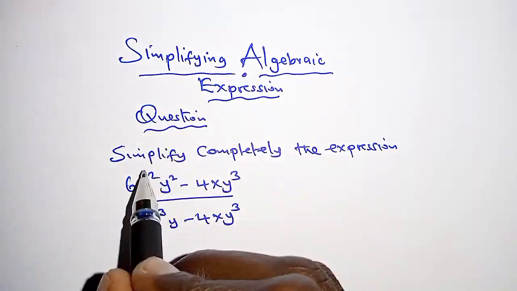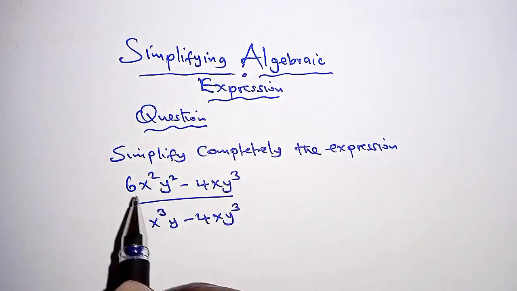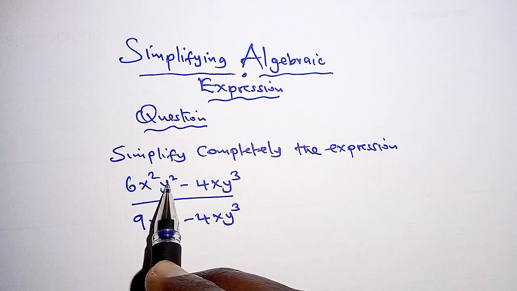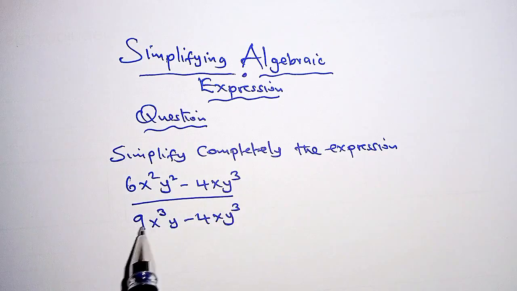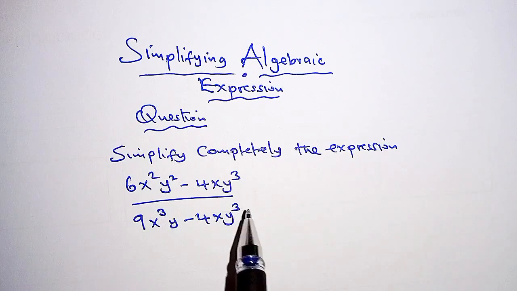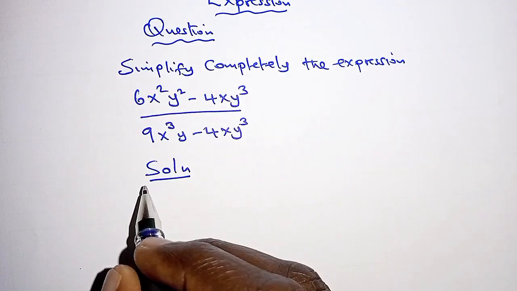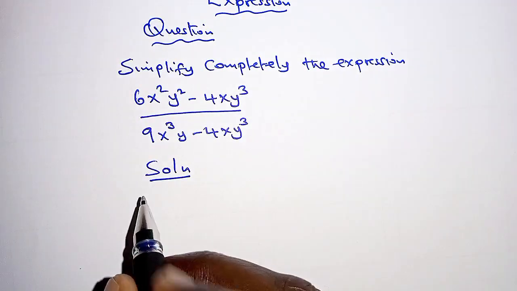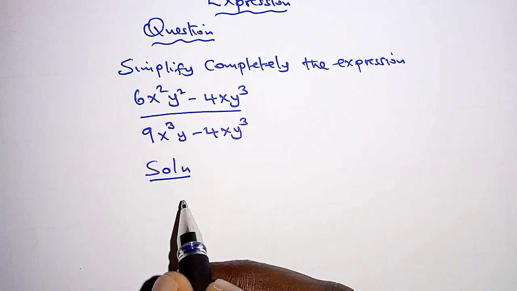The question is, simplify completely the expression 6x squared y squared minus 4xy cubed all over 9x cubed y minus 4xy cubed. Simplification of algebraic expressions is achieved by factorization and then cancelling where possible.